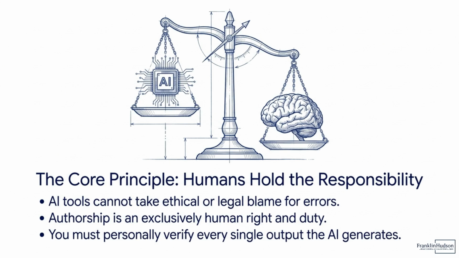Authorship is not merely about generating words. It is a human right and a duty that involves the endorsement of truth. Therefore, the golden rule is absolute verification. Every claim, every citation, and every data point generated or assisted by AI must be personally validated by your own expert judgment. If the AI errs, it is your error.